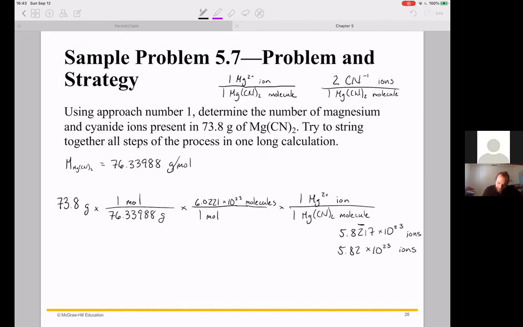All right, so see if you can set it up yourself for the cyanide ions. I'll tell you right now that the correct answer, rounded to the correct number of sig figs, should be 1.16 times 10 to the 24th cyanide ions. So I'm going to have you do that second part on your own, where you figure out the number of cyanide ions present. You're going to set it up very similarly, and if you do it correctly, that's the number you should get at the end.